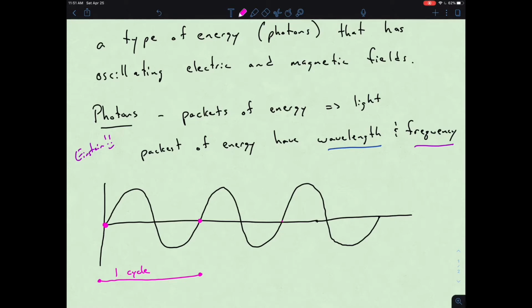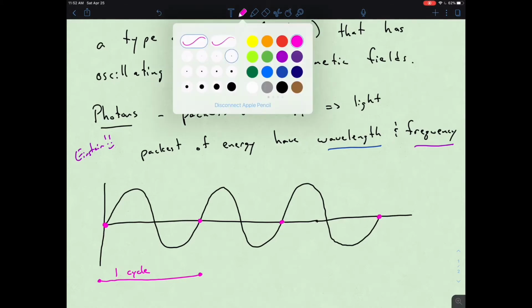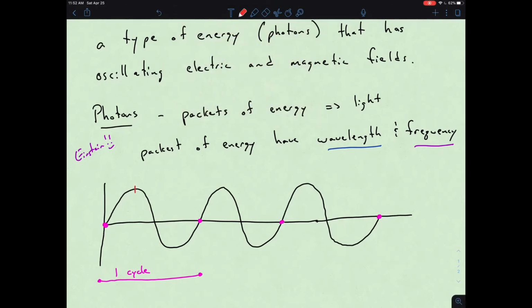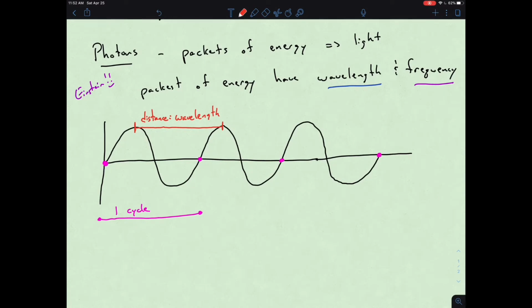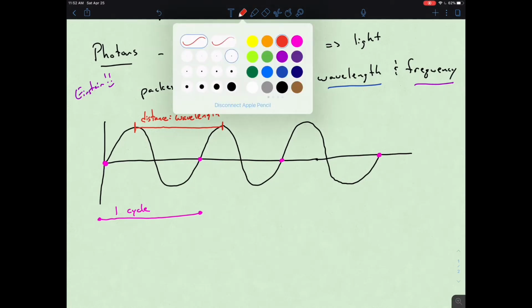And so we see that as we go throughout, we see this repetition. That's really a cycle. If I just do the crest to the crest, you can do any, as long as you're going from one symmetry element to another, this distance is your wavelength. So we have a couple different pieces to characterizing the wave, if you will.